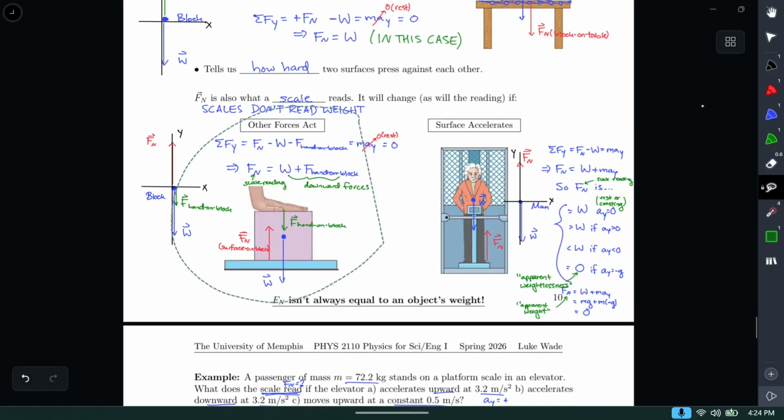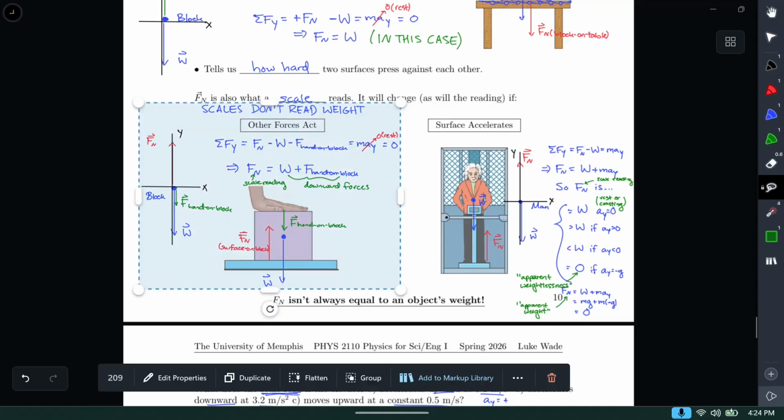Even if something is on the ground, like a block on the ground, the moment you press down on that block with your hand, the reading on the scale is going to go up. It's not because the block weighs more all of a sudden. It's because there's another force in the vertical direction. Or if you tie a rope to the block and start pulling up on it, the reading on the scale, the normal force, will go down. Not because the block just lost weight, it's because there's another force acting in the vertical direction.